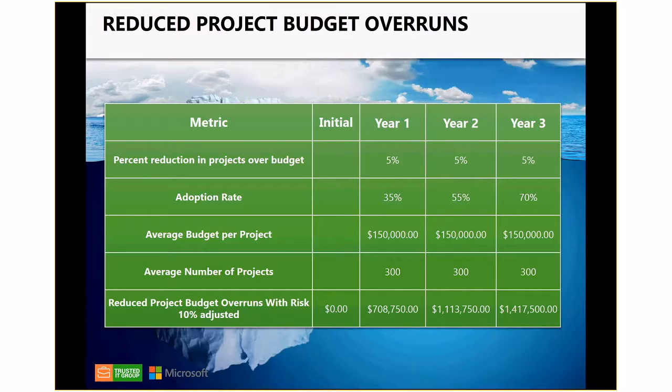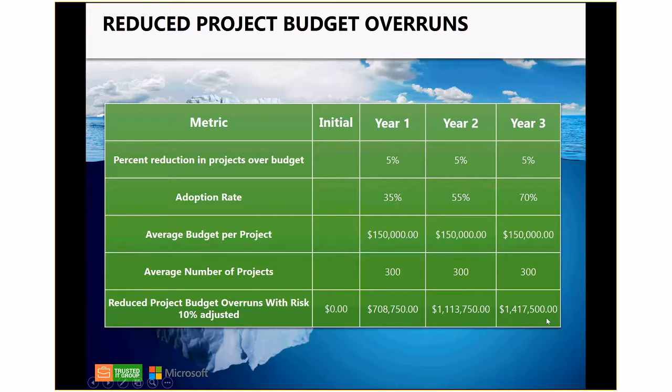So what they were able to see, in the initial year, let's just talk about that for a second. We have a couple columns on here. We have the initial column, which is basically when you buy it. When you buy it, you're not really using the solution just yet, so you don't see any reduced project budget overruns. You will see that in the first year and the second year and the third year. And notice that as the adoption rate grows, you'll start to see higher numbers in benefits.